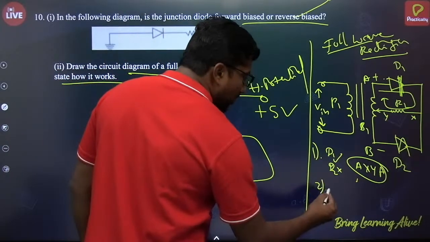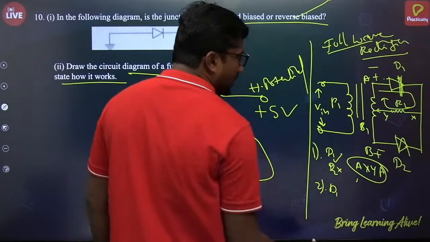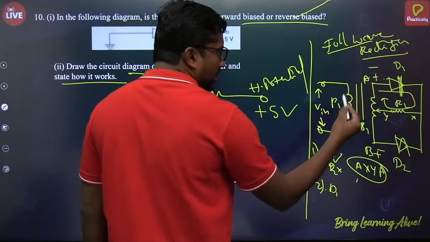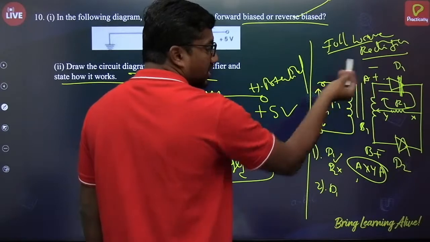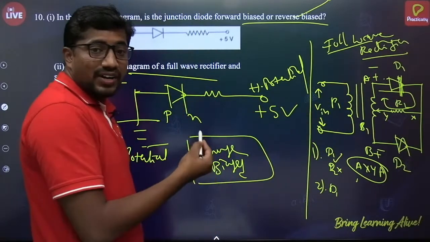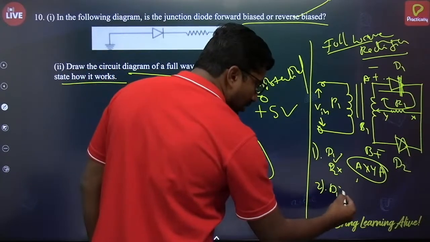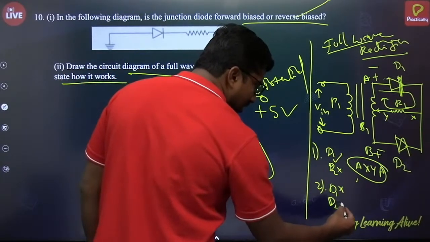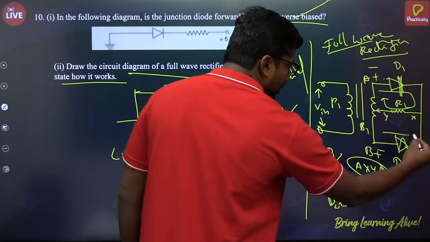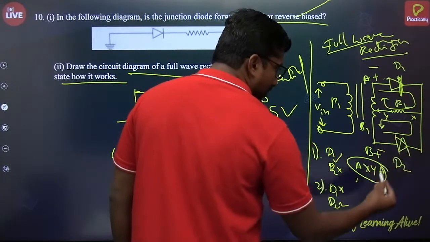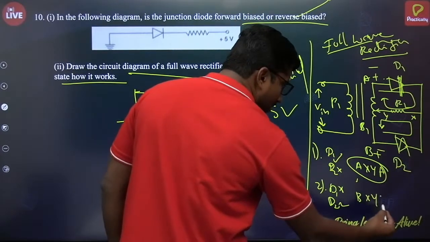During the next half cycle, here negative will be there, here positive will be there. So negative input is given to D1, which means the P side of the PN junction diode is connected to the negative terminal. We can say that D1 is in reverse biasing, so D1 is not functioning in the second half cycle, D2 will function. Then this will be positive, right? The direction will be like this, that means B, X, Y, B.